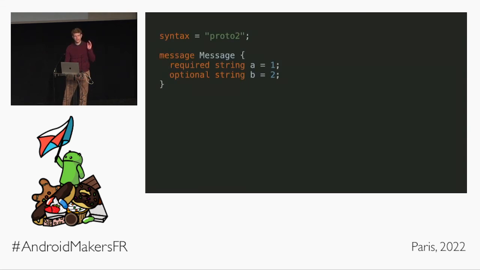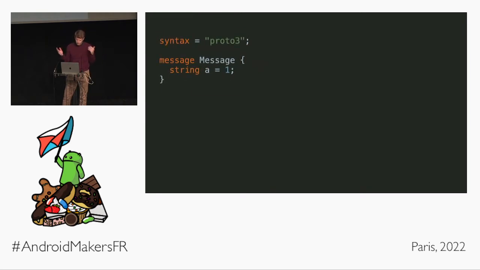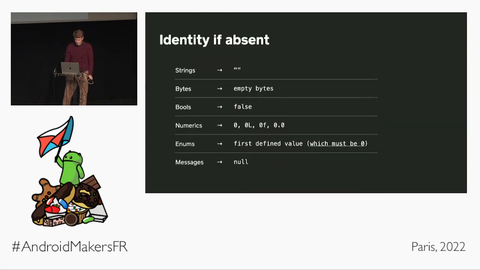in Proto 2, for unique fields, you had to assign a label which was either required or optional. Proto 3 just got rid of it, and everybody was like, oh, everything is optional, that's great, blah, blah, blah, but it's actually not. We'll see why. Identity if absent means that if a value is not set, we'll get its default value, which we call identity.